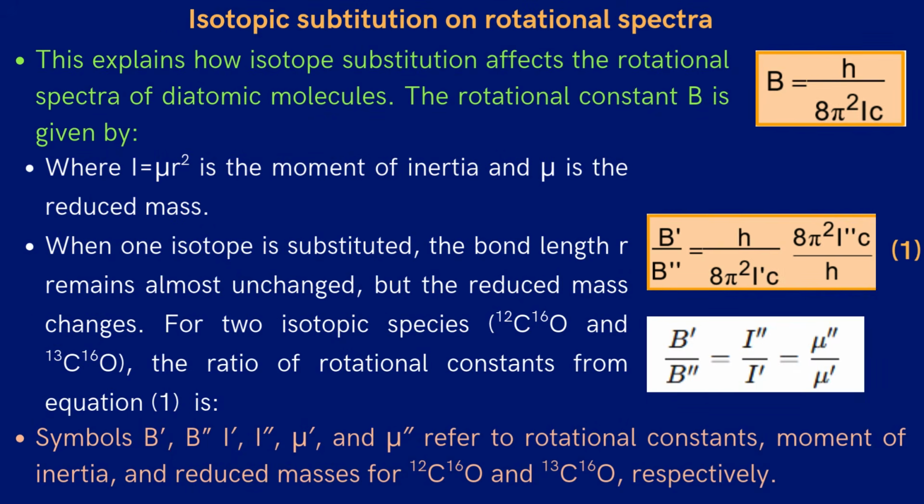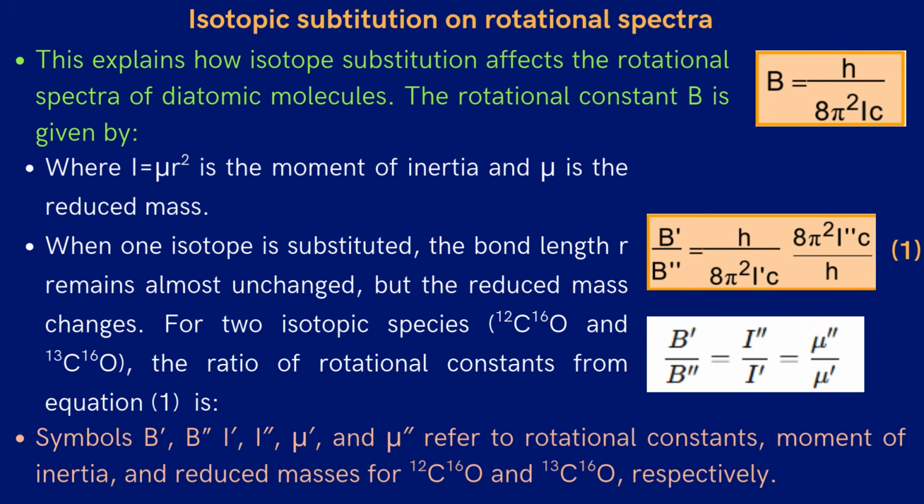This slide explains how isotopic substitution affects the rotational spectra of diatomic molecules. The rotational constant B of a diatomic molecule is given by B equal to h by 8 pi square I c, where I equals mu r square is the moment of inertia, mu is the reduced mass, and r is the bond length. When one isotope is substituted, the bond length remains almost unchanged, but the reduced mass changes. As a result, the moment of inertia changes, leading to a change in the rotational constant.